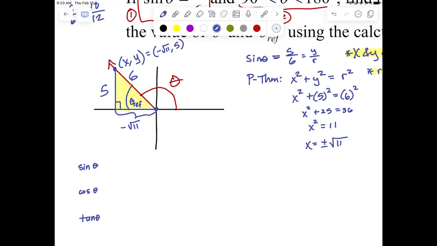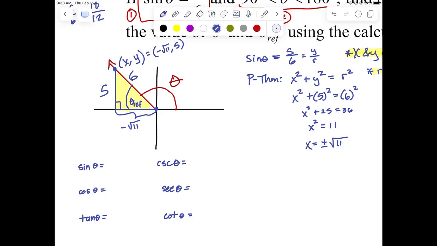Now, let's list their reciprocal pairs off to the right-hand side. What's the reciprocal of sine? Well, what's the name of it? Cosecant, which we abbreviate CSC. What's the reciprocal of cosine? Secant, which we abbreviate SEC. What's the reciprocal of tangent? Cotangent, which we abbreviate COT.